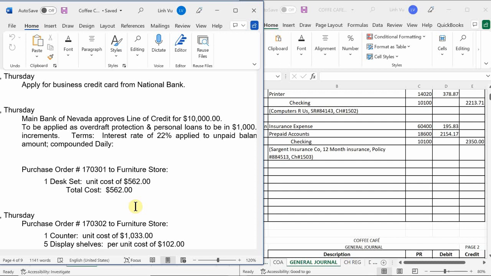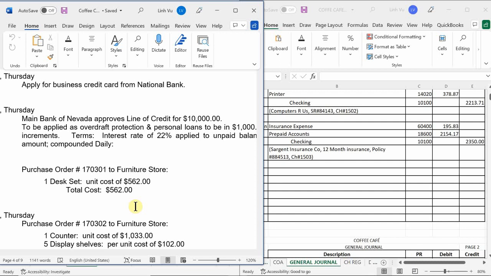Is it purchase expense? Not a purchase expense because remember, that's for inventory only. Are we going to be selling this desk set? No. So it's definitely not a purchase order or a purchase expense. What kind of asset is a desk set? Fixed. It's fixed, right? So that means we're eventually going to be acquiring more fixed assets. Now, in this case, this is a simple purchase order.